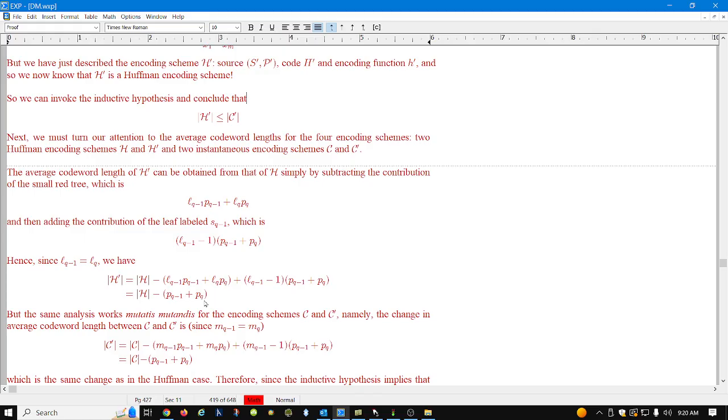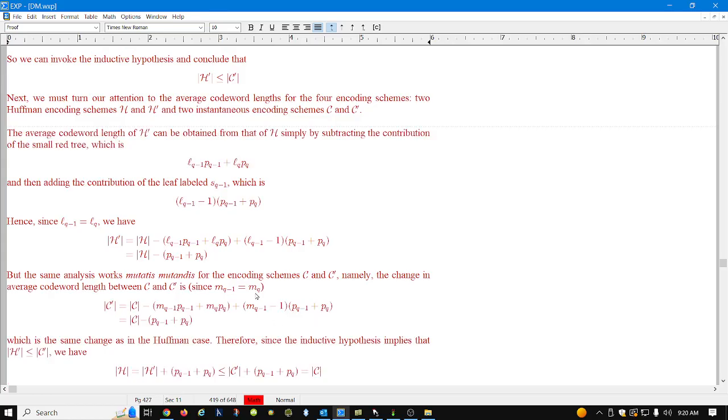Okay. And that's absolutely critical, because when we do the same thing, mutatis mutandis, that's one of my favorite Latin terms. It means with the necessary changes. We switch over from H to C. Those last code words also have the same length, and we get a very similar computation that leads to the same relationship between the average code word length of C prime and that of C.